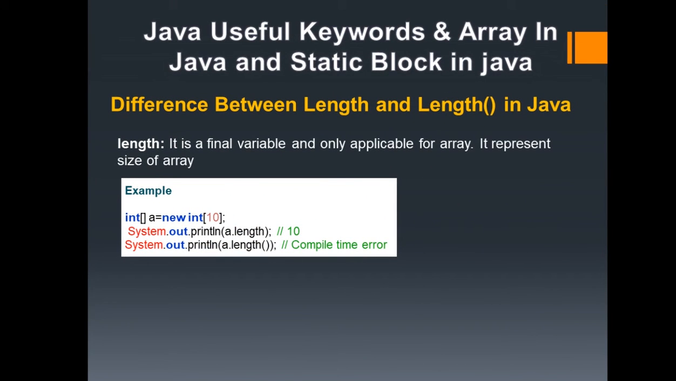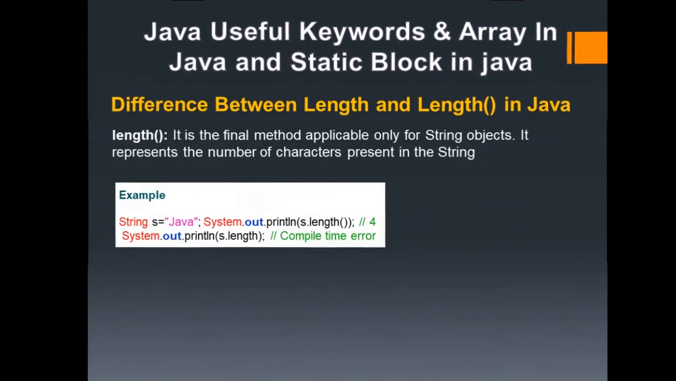Length. Difference between length and length method. Length is a final variable and only applicable for arrays. It represents the size of the array. Example: int a equals new int[10], System.out.println(a.length). When you use a.length only, it shows 10, but when we use the a.length() method, it shows a compile time error. This is the difference between the length variable and the length method.